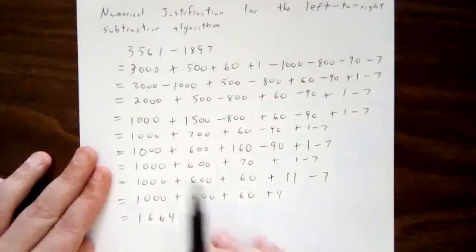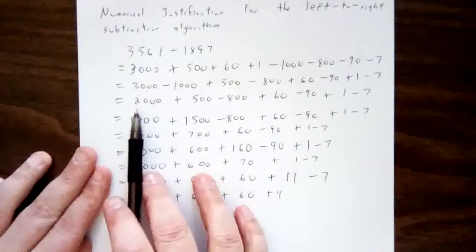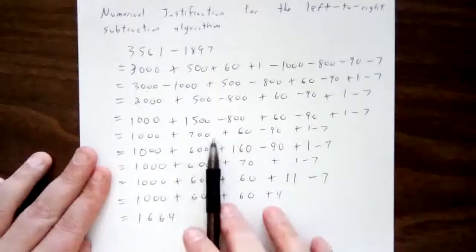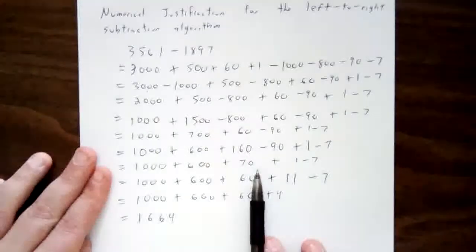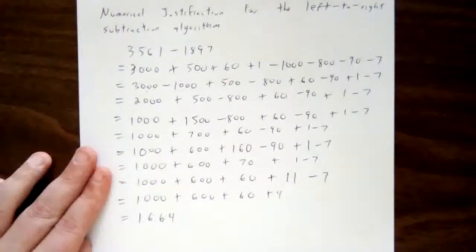1,664. Again, we can see the steps that we did in our left-to-right subtraction algorithm, subtracting the thousands, making our adjustment in the hundreds place, then subtracting in the hundreds, making our adjustment for the tens place, then subtracting in the tens, then making our adjustment for the ones place and subtracting in the ones, leading us to our final answer of 1,664.